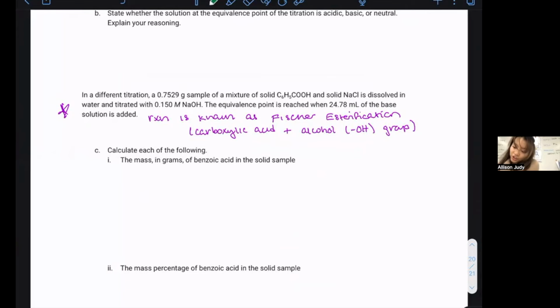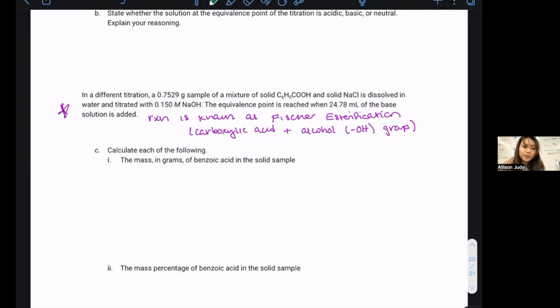In a different titration, okay, a 0.7529 gram sample of a mixture of solid benzoic acid and solid salt, NaCl, is dissolved in water and titrated with 0.150 molarity NaOH. The equivalence point is reached when 24.78 milliliters of base solution is added.